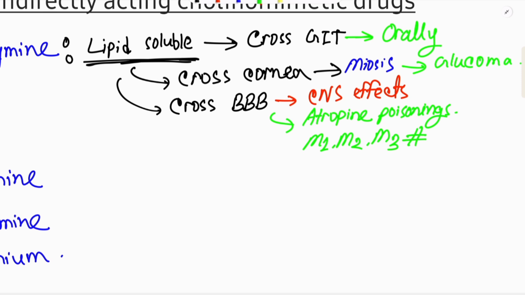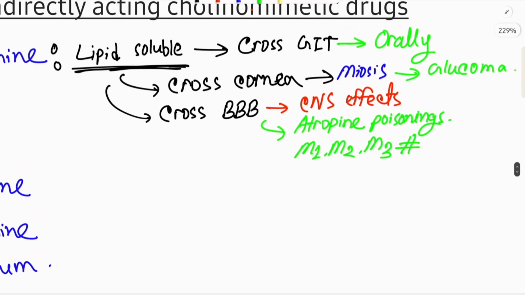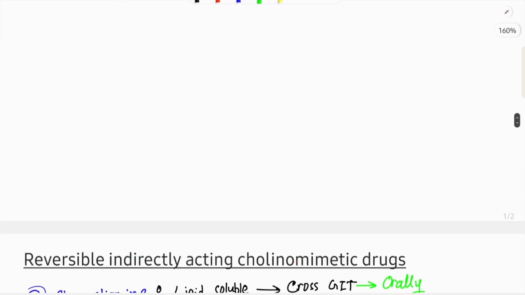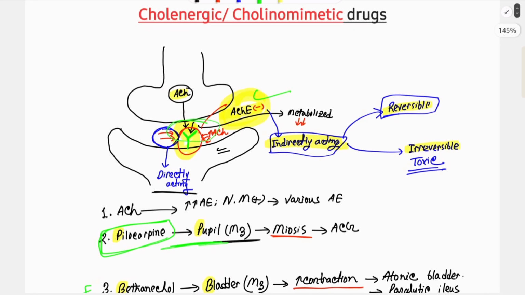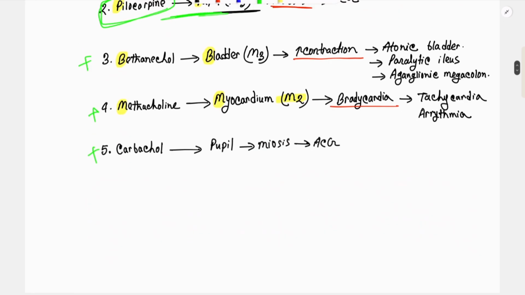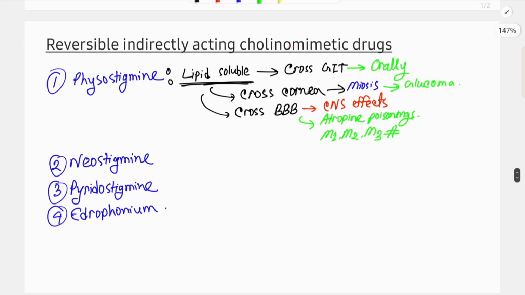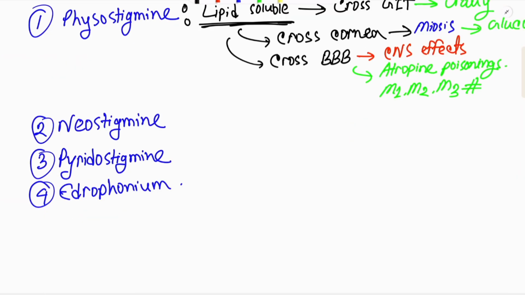So if we use physostigmine in atropine poisoning, physostigmine will inhibit the acetylcholinesterase enzyme and there will be an increase in acetylcholine in the synaptic cleft. As a result, there will be more acetylcholine that will stimulate the parasympathetic receptors and reverse the adverse effects of atropine poisoning. In this group, the next three drugs, neostigmine, pyridostigmine and edrophonium, are water soluble.